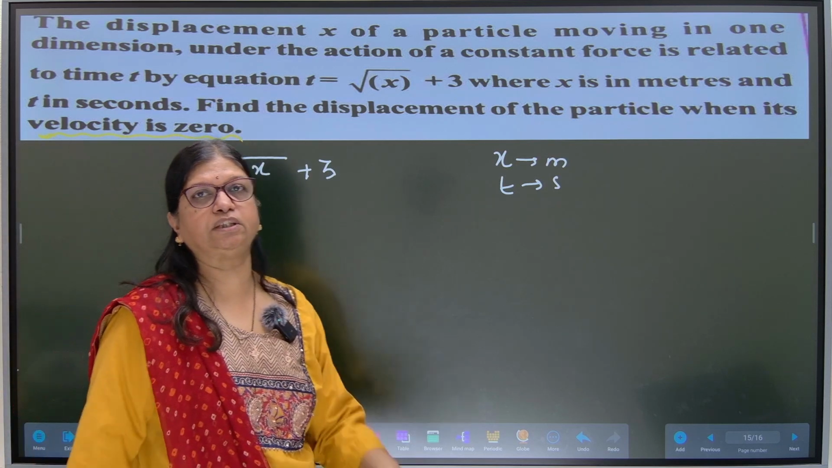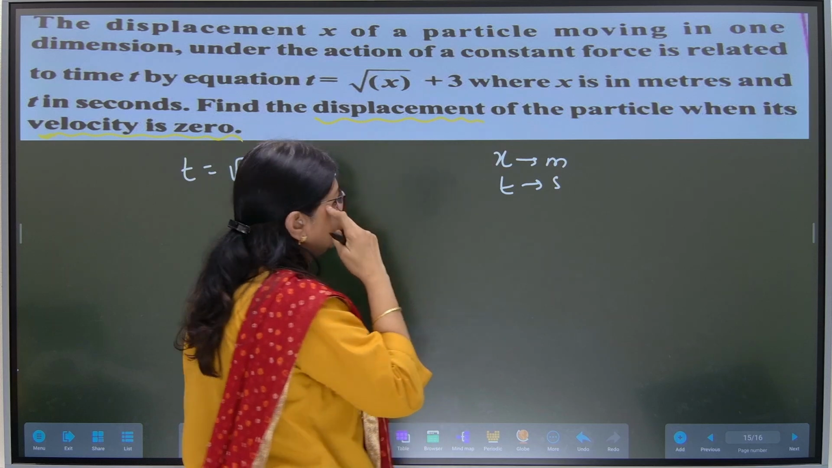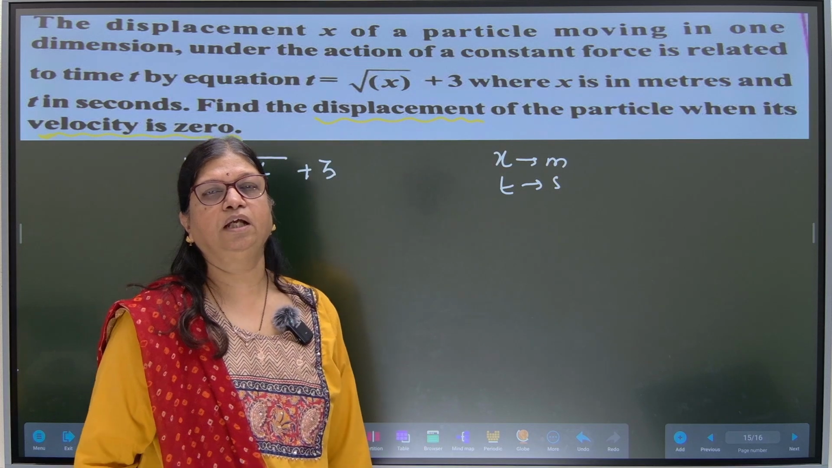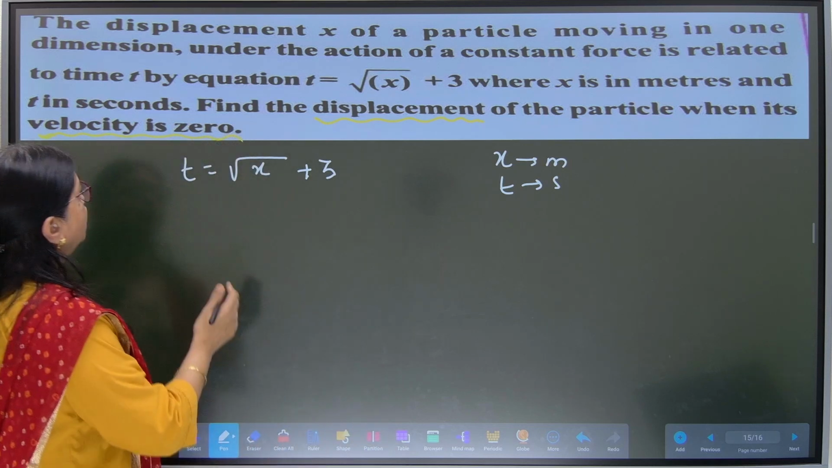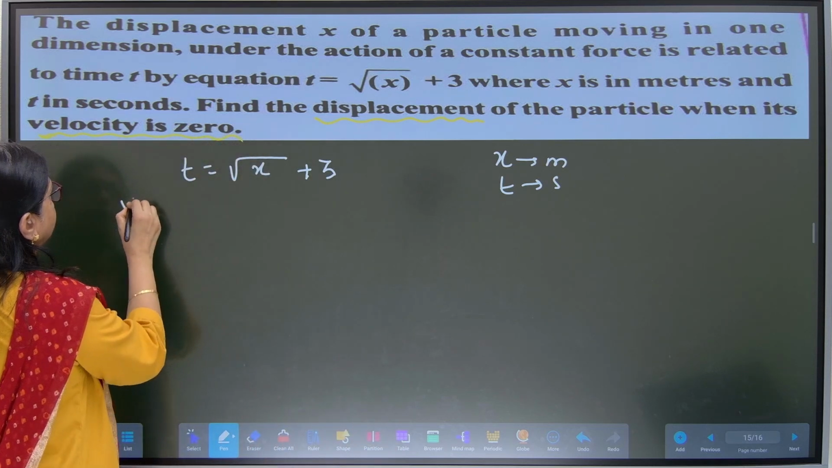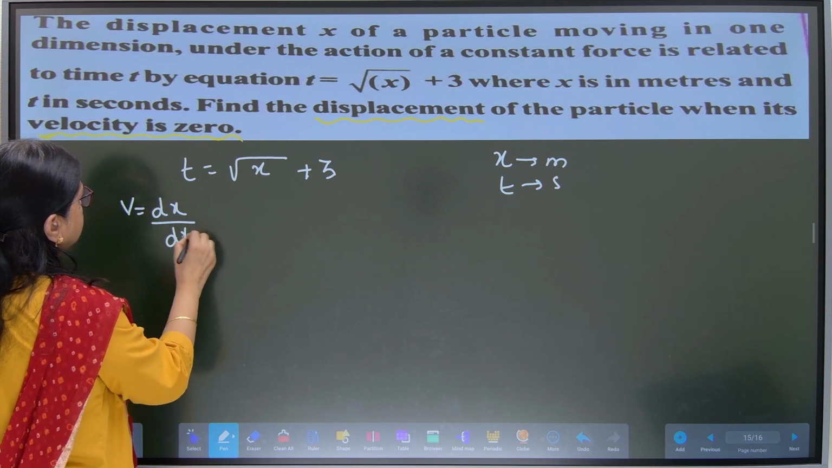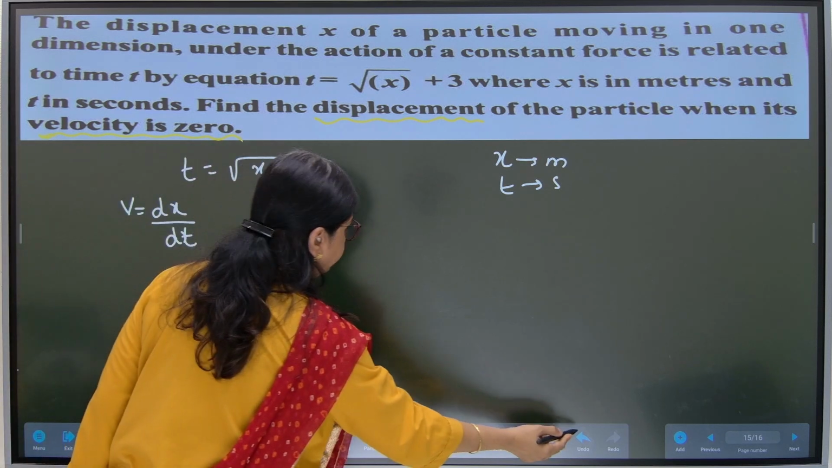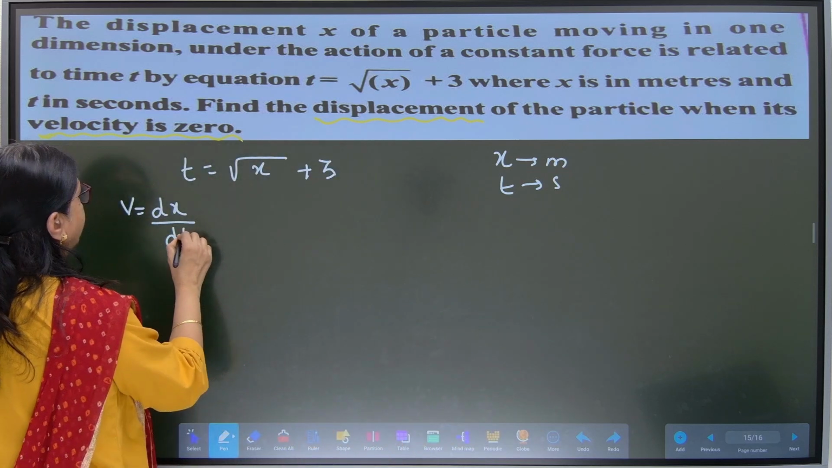Again, they give us velocity 0 and they are asking us to find out displacement. So first let us find out velocity, then we'll equate it to 0. Fine? Okay. Now for finding our velocity, I want dx by dt. But x I don't have. I have t. So first I should go to x.